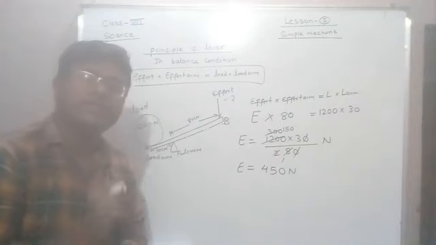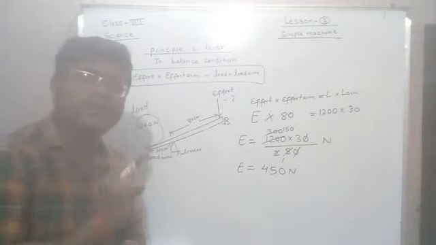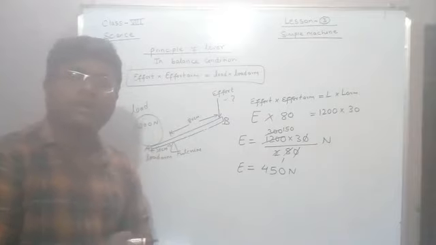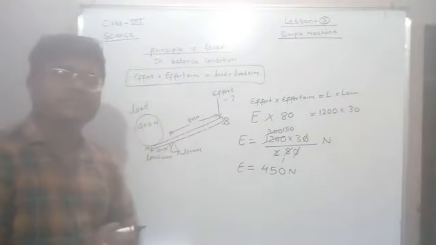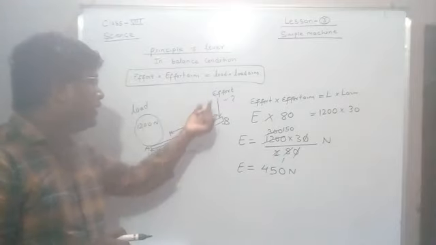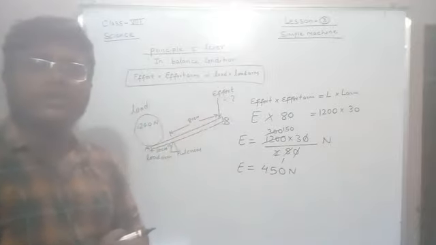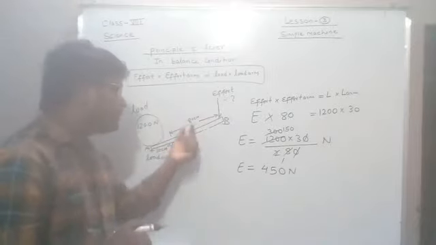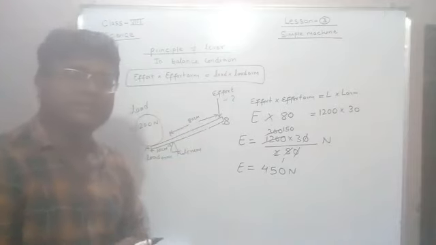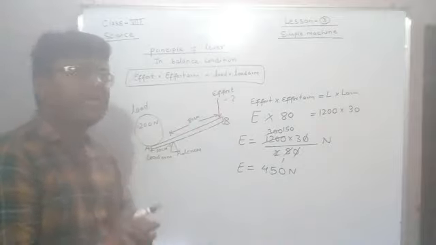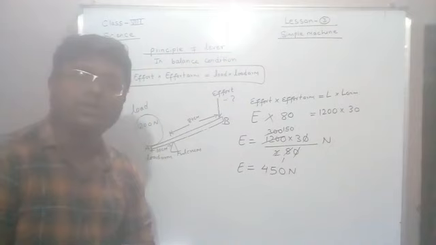The distance between the load and the fulcrum is called the load arm or load distance, and that is 30 centimeter. The distance between the effort and the fulcrum is the effort arm or effort distance, given as 80 centimeter. Now our question is, how much effort is applied to lift this 1200 Newton load?